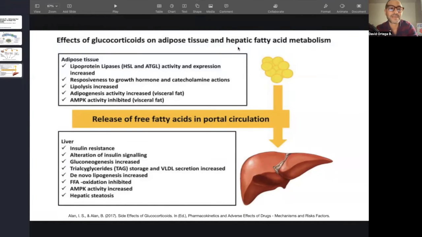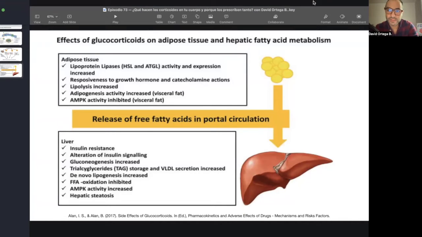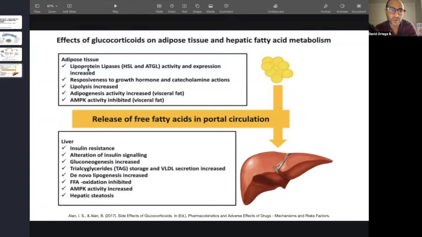and hepatic acid metabolism functions. So what is going to happen here? Adipose tissue, lipoprotein lipase, HSL, and ATGL, which are two of the messengers of these kind of metabolic signals, so that your body starts uptaking the lipids and processing them in terms of giving you energy. They are not going to be working well. The expression is increased, so they are dysregulated.